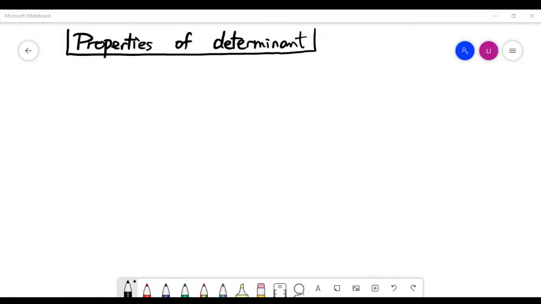In this video, we start talking about the properties of determinant, and it is such an important topic in the course linear algebra, and you have to know all these properties extremely well. Let's start with the first one.